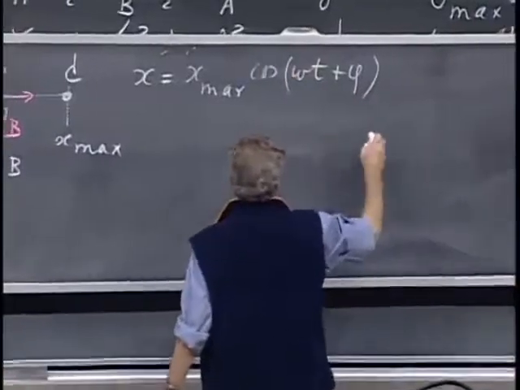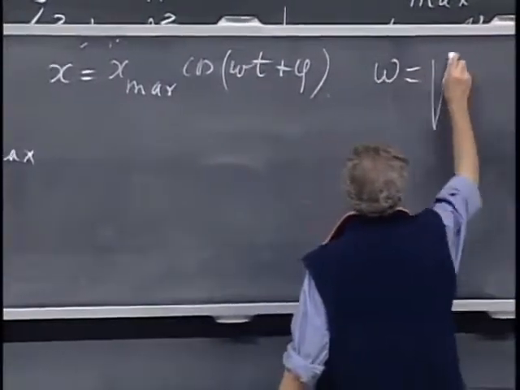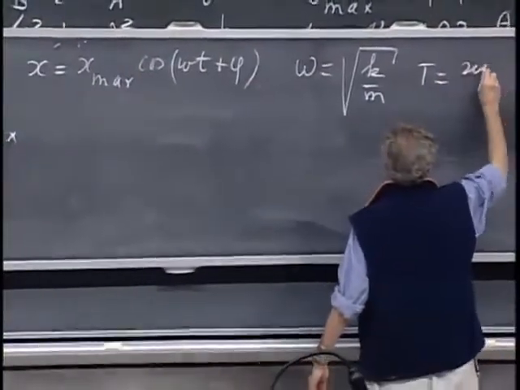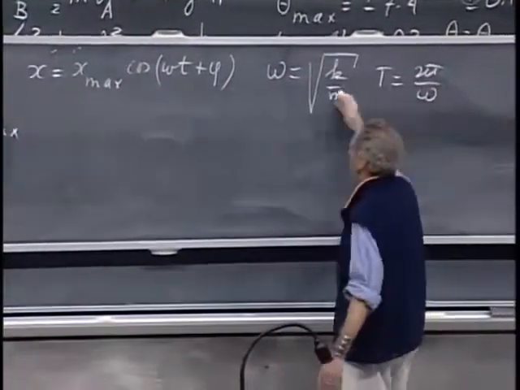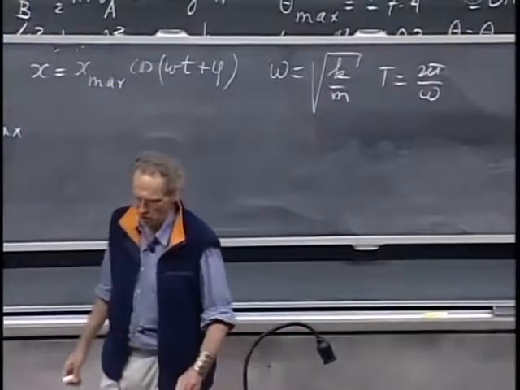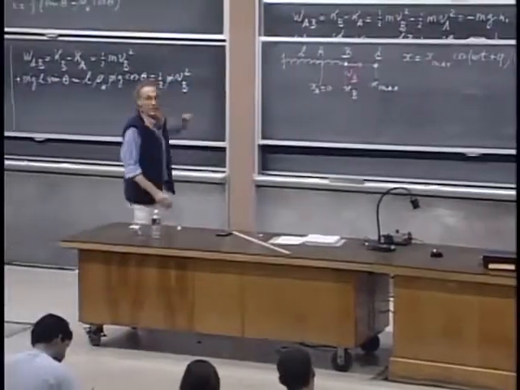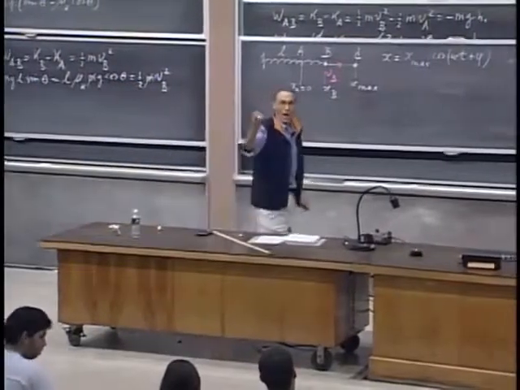The same old story. It's getting pretty boring. Omega equals the square root of k over m, and T equals 2 pi divided by omega. These equations you will not see on your exam. What is now x max? How would you approach it?